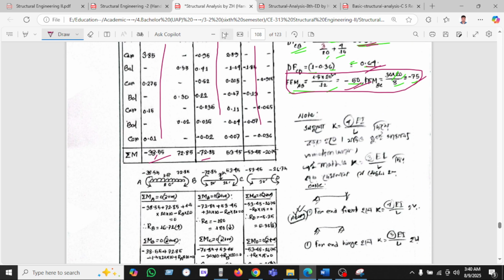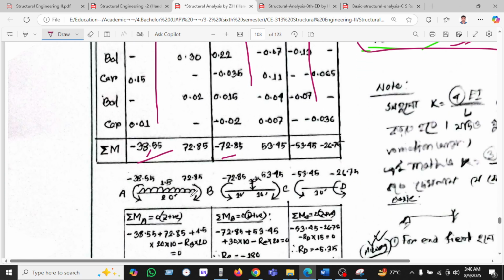So now we can put these values in the diagram. We see this is negative, so it will be anticlockwise, minus 38.55, and positive ones are clockwise, 72, and minus 70 anticlockwise, 70 clockwise, minus 50.5 anticlockwise, and minus it will also be anticlockwise.